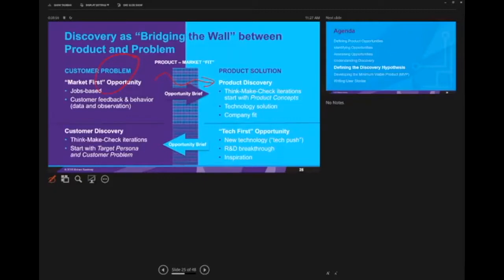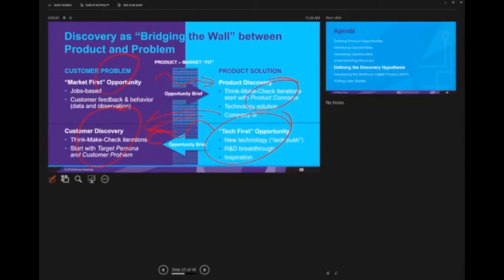So in the problem first discovery or a market first discovery, we start with the jobs to be done and the customer feedback and behavior, and then we do think, make, check iterations with product concepts to find the technology solution. On the other hand, in a tech first opportunity where we begin with the technology or a tech push, we then iterate by starting with a target customer and a target problem, and then iterating on finding the right use case for it.